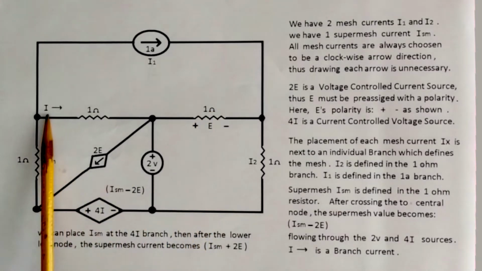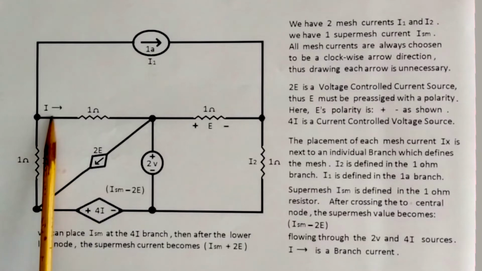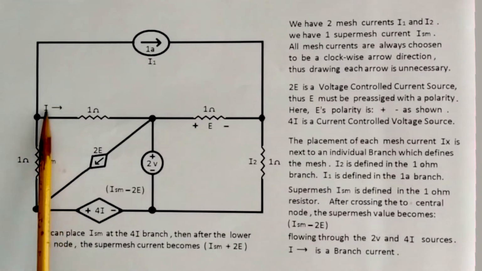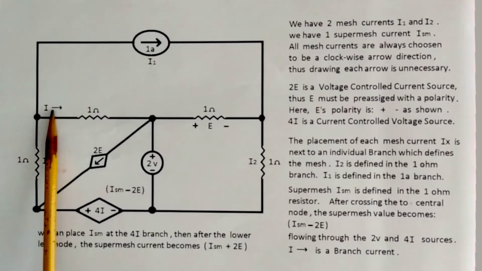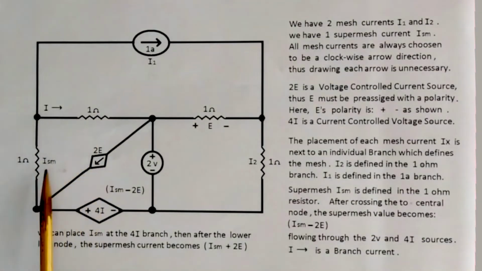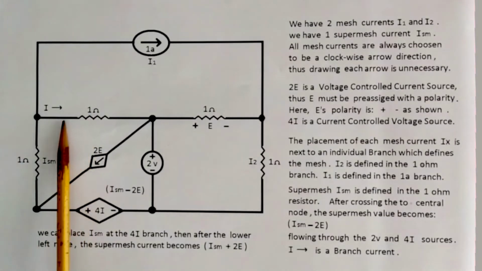We also need I, because for I, this is a current controlled voltage source. I is the controlling current. So we need to fully define what this current is. And we have I being the magnitude, and we have an arrow direction exiting the node. So I as a vector quantity is fully defined. We have a magnitude, I, and an orientation or a direction, which is our arrow.